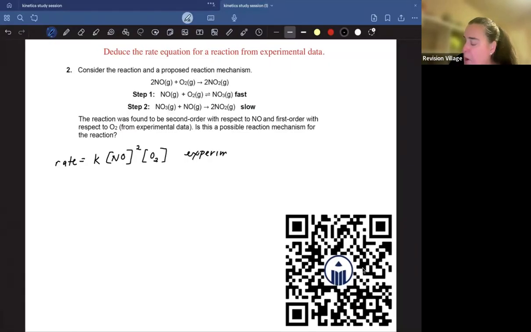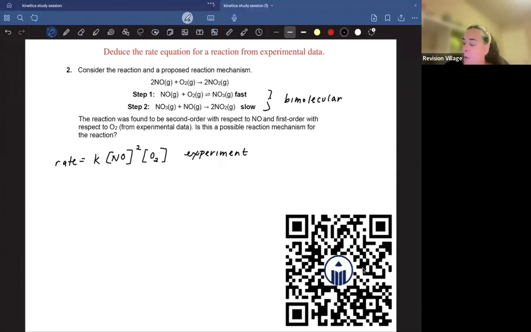And it says we've proposed an idea. We believe that this reaction takes place as two steps. Both of them are bimolecular. That means both steps involve the collision of two molecules. There are two reactants on the left-hand side. And the first one is fast and the second one is slow or rate determining.